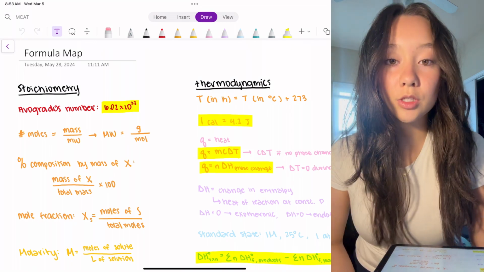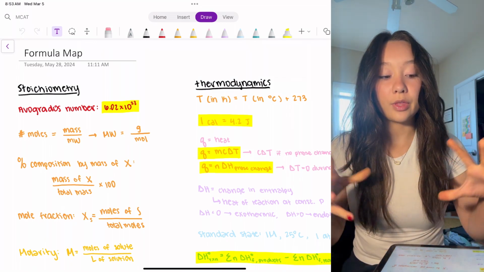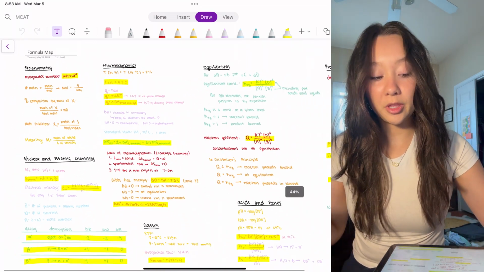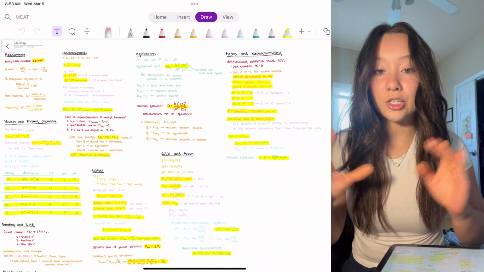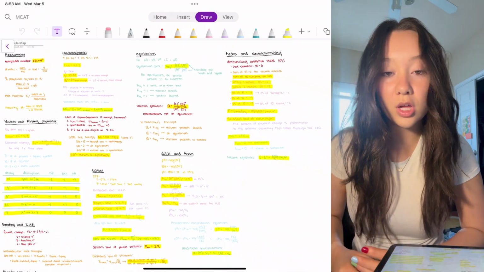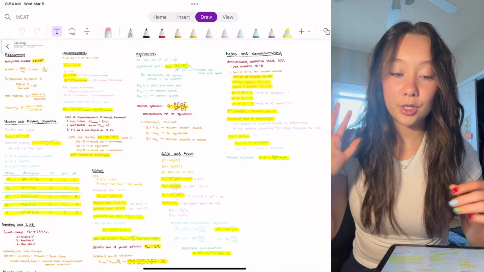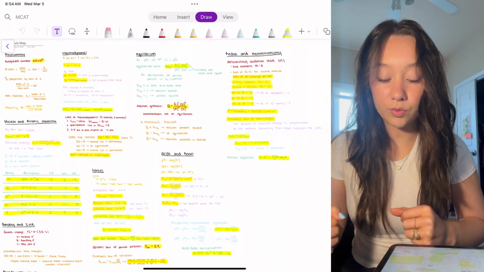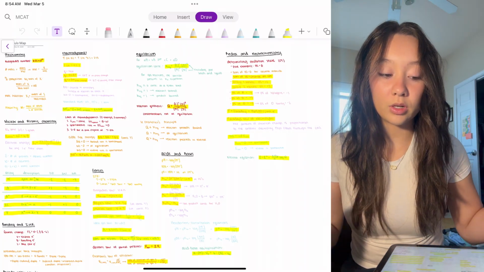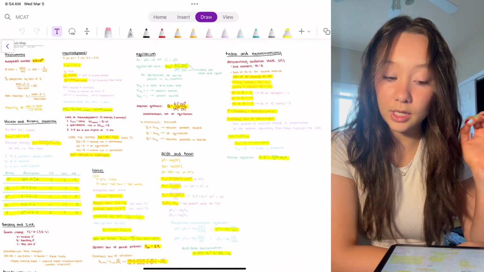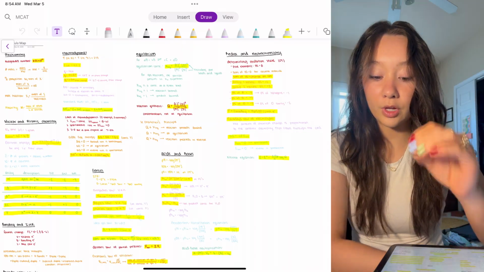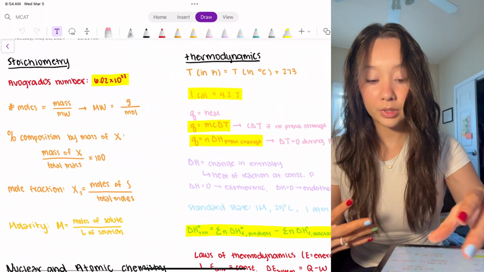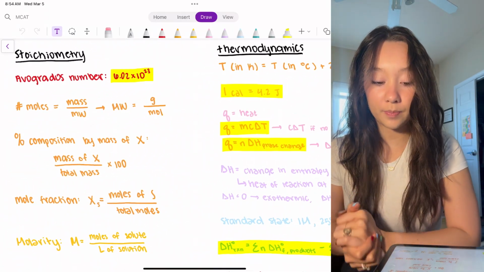Alright, today we are going to go over briefly the large formula map of everything Gen Chem, Gen Chem 1 and Gen Chem 2, for the MCAT. There's a lot going on here, so we're going to take it step by step, kind of similar to how we did the equations for physics. And if there's anything really complicated that needs a deeper dive, I can make a separate video on that. But for now, let's just jump right in, starting with stoichiometry.